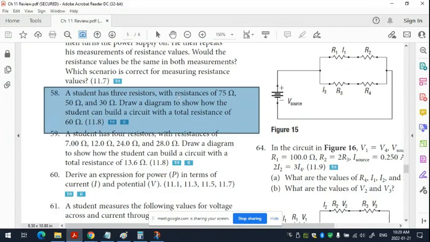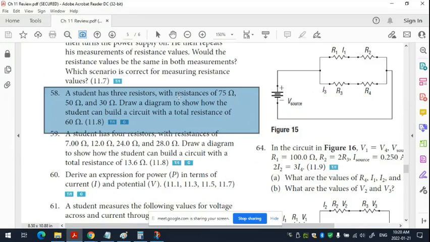Read this. A student has how many resistors? 3. One is what? How could they connect them to produce an overall resistance of 60? I have a question for you. Could they connect them all in series? 75, 50, and 30.